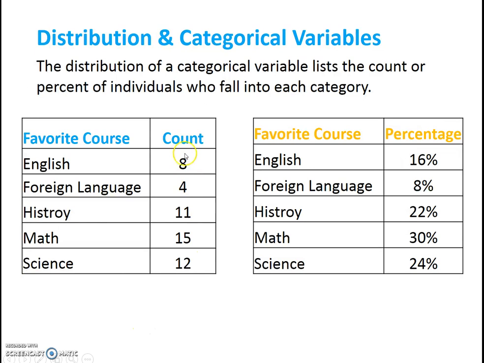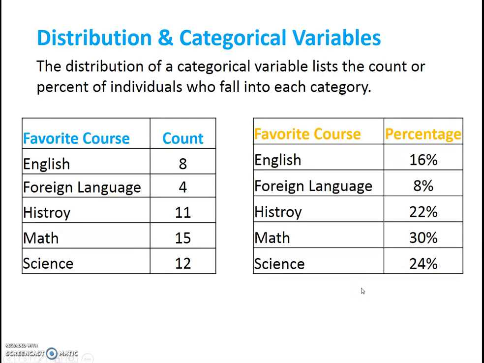So what you would have to do first is sum up all of the counts to figure out how many are in your group, how many individuals. So do a little quick math here. 8, 4, 11, 15, 12, that should add up to about 50. And, well, what percent of 50 is 8? That would be 16%. Your percentages should sum to 100 if you did your math right.